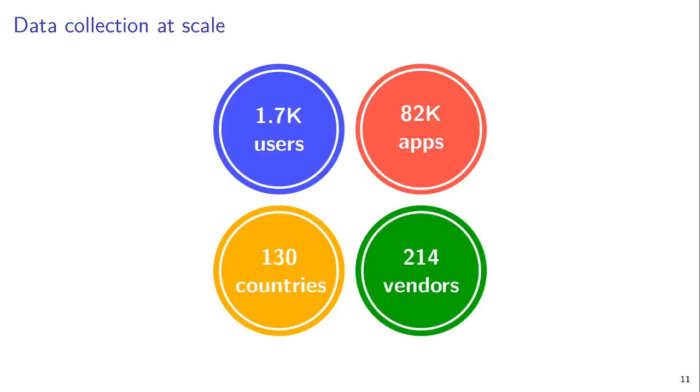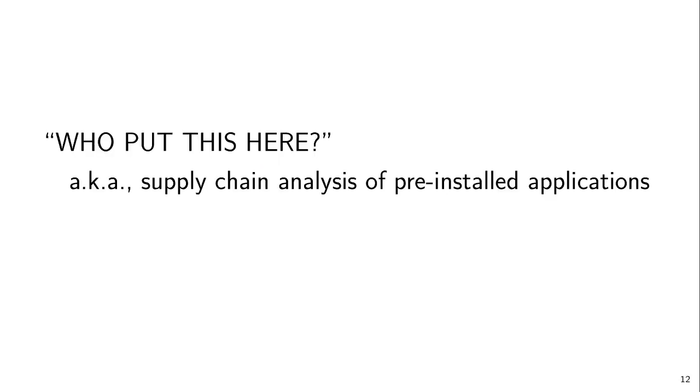So this was quite successful because we were able to access almost 82,000 unique applications from more than 200 different vendors. So we cover a lot of vendors, obviously the most common ones such as Samsung or Huawei, but also a lot of lesser known vendors that may be available only in some countries or some regions of the world, which is very interesting. Now with this dataset, we are able to answer the first question that we wanted to ask, which is the supply chain analysis. Who is actually putting applications on devices?